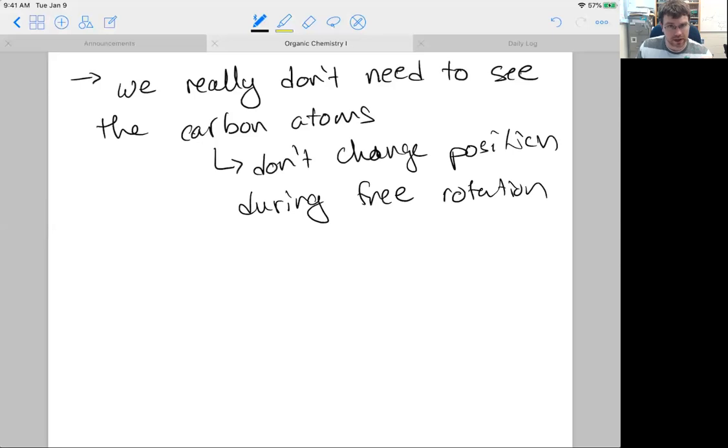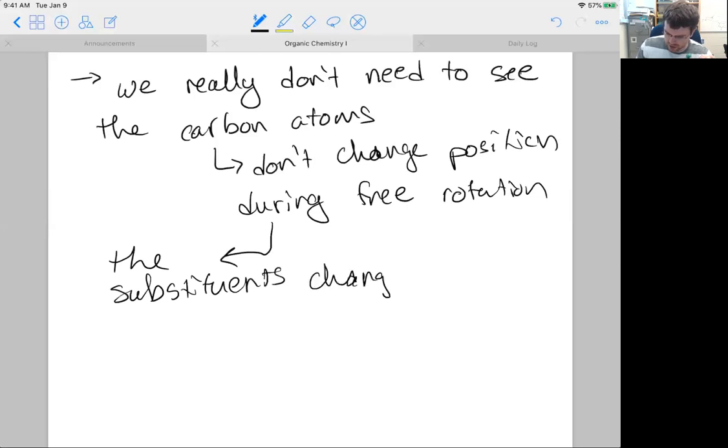It's the things that they're attached to. What does change are the substituents. They are the ones that change position. Now, I know I've just got hydrogens floating around in my original example, but you can imagine as we look into more complicated molecules, we'll just replace those hydrogens with different groups or different substituents to make things interesting. So it's really what the green balls are doing that's important, not the black balls. And as a result, I don't need to see the black balls.